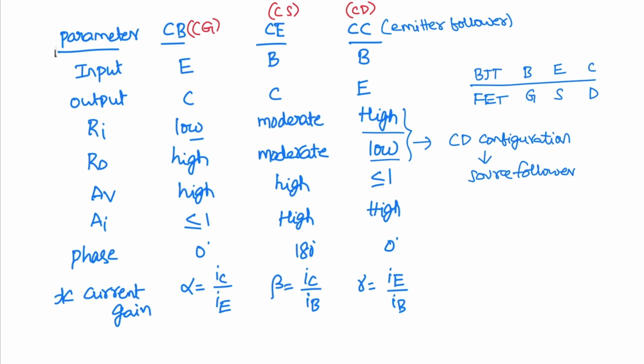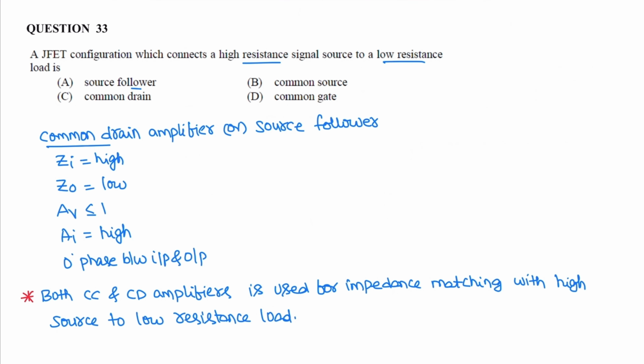So common source produces 180-degree phase shift, common drain produces 0 degree phase shift, common gate will produce 0 degree phase shift. Now, common drain amplifier or source follower: input impedance is high, output impedance is low, voltage gain is less than or equal to 1, and current gain is high, and it provides 0 degree phase shift between input and output.